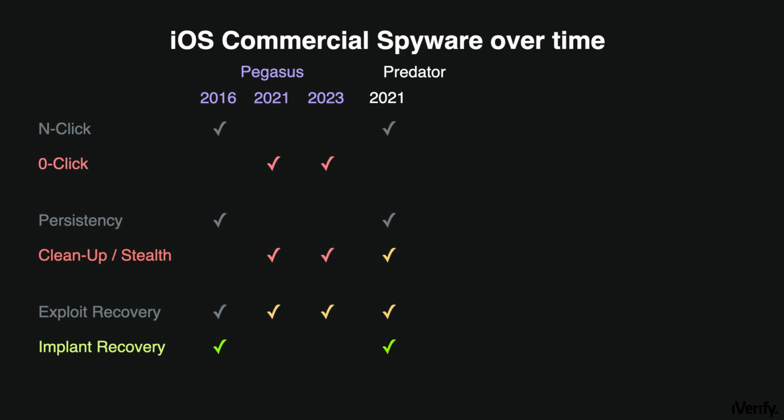For Predator, they started as a one-click attack in 2021. They had a persistency module. They were already doing some cleanup and stealth, but we were still able to recover the exploit and the implant. In the 2023 version, they chose a zero-click module. They were starting to do a lot more cleanup and stealth. We were able to find the exploit, but there is no publicly available sample. There's only the loader that is part of the initial exploit chain.